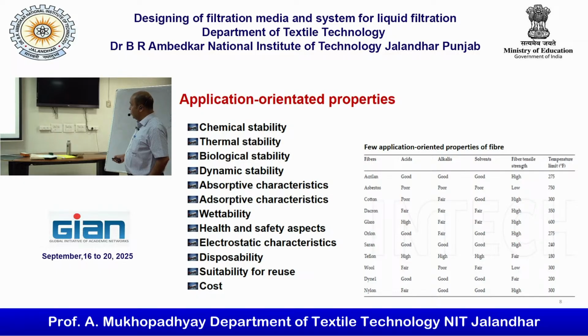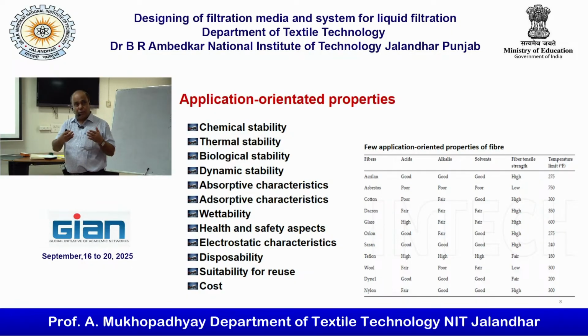And different fibers basically have some good features, so we have a lot of choices to select a particular kind of fiber. Fiber selection is primarily based on application oriented properties. Ultimately you are making the fabric based on the pore characteristics and whatever is required, but the choice of fiber is primarily decided by the application oriented properties.